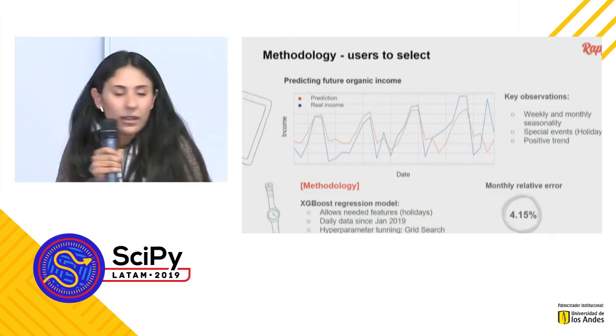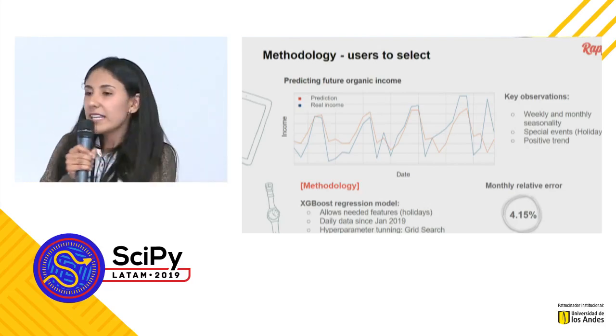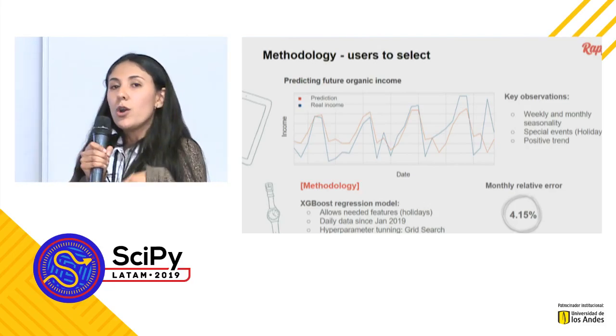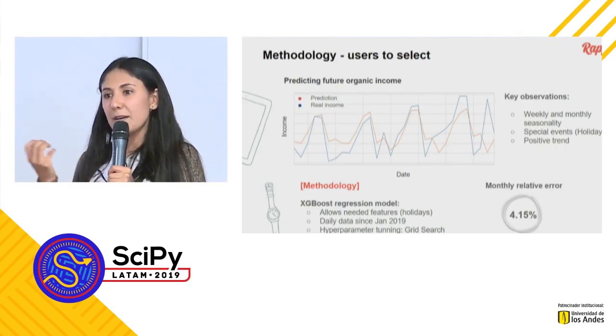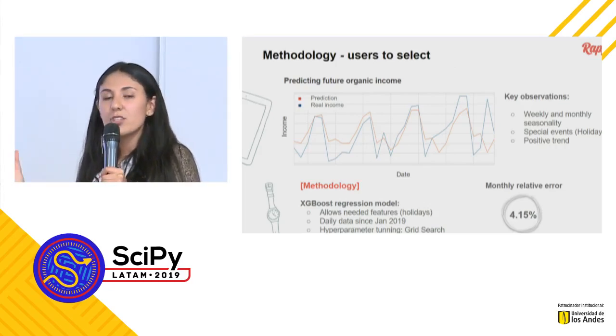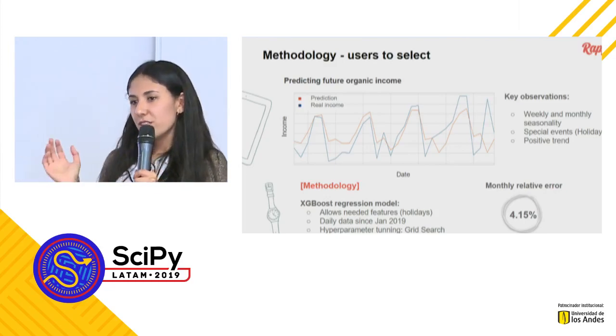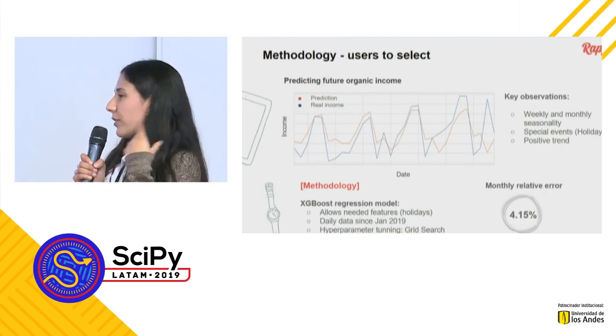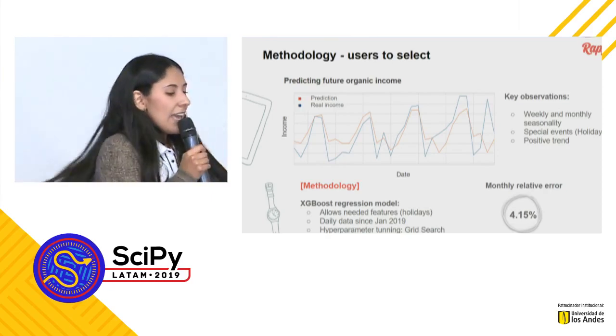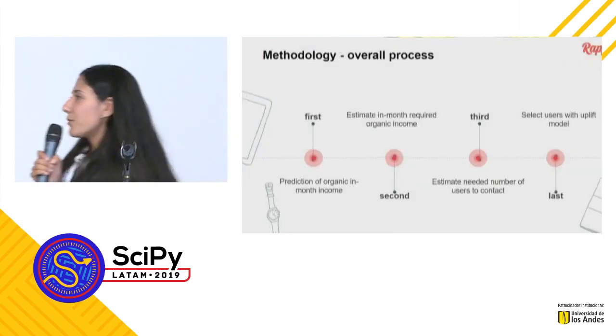And with this prediction of the organic income, we could find the amount of inorganic income that we should do with our marketing campaigns. And with that amount, we could estimate the number of users that we should grant incentives to with the uplift modeling. So this is a summary of all the methodology.